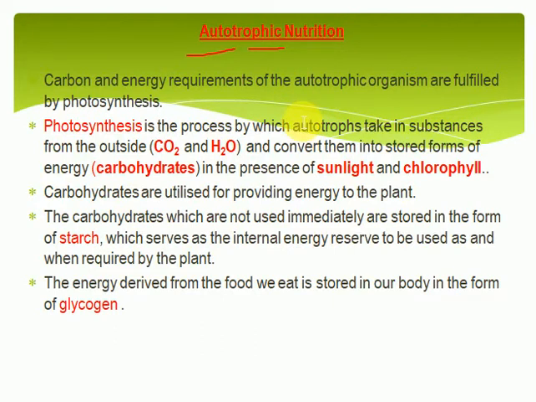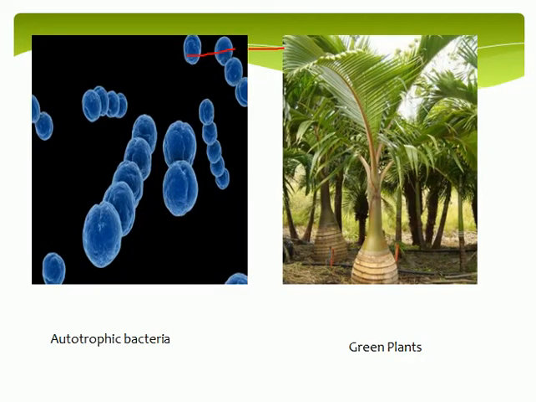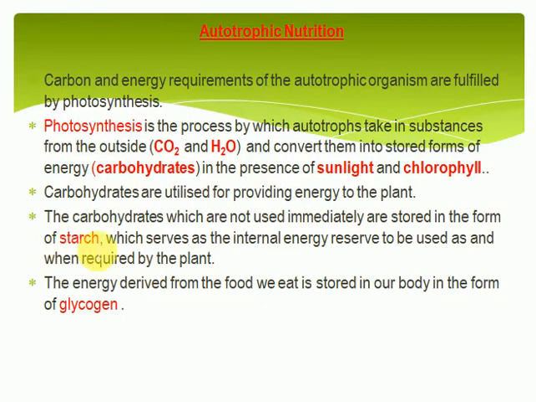Now let's see what is written in NCERT. I'll explain NCERT to you word by word. Carbon and energy requirements of the autotrophic organisms are fulfilled by photosynthesis. As you all are aware, the green plants and the autotrophic bacteria can make their food on their own. They need not take prepared food from outside. They have the ability to manufacture the food in their body, but for that purpose they require raw material from outside. So carbon and energy requirements of autotrophic organisms are fulfilled by the process of photosynthesis.